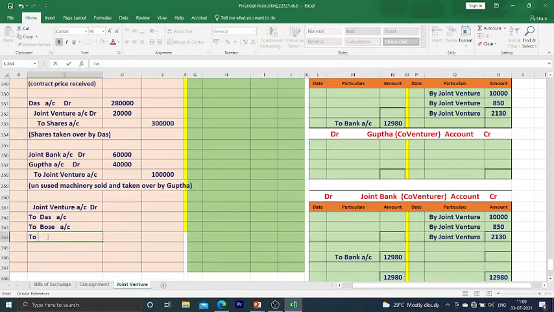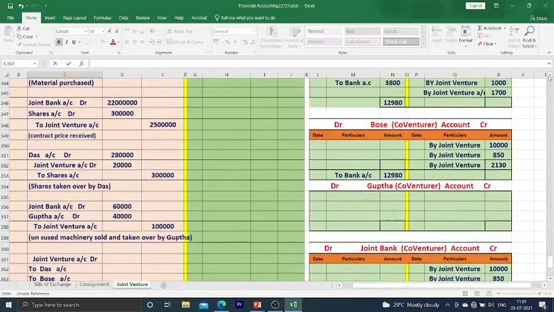Account. JV profit distributed equally. Then the payments, joint Das account data, we will check now whether who is receiving, who has to pay, who will receive. That we will see from the posting.